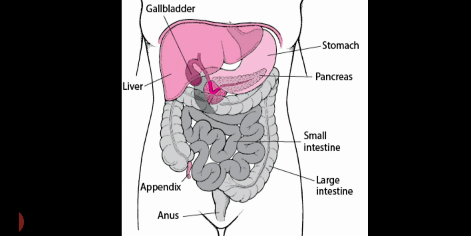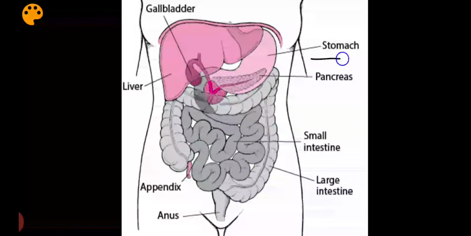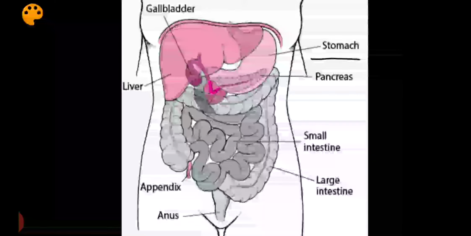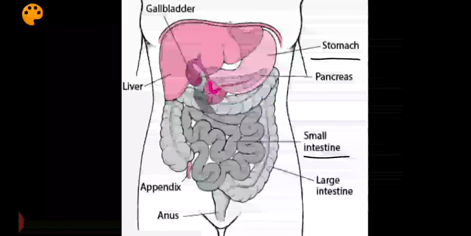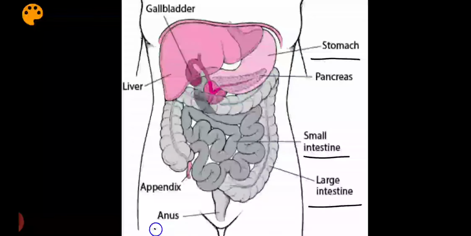This is the structure of a human digestive system. So this one is the stomach. The stomach is releasing the food into the small intestine, and the small intestine releases its food into the large intestine. And the last portion of the large intestine is the anus.